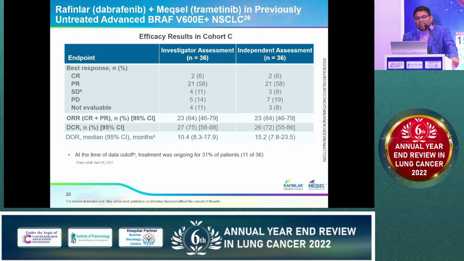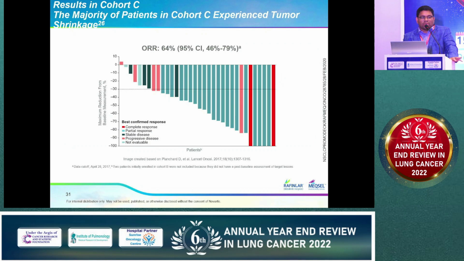Now, if you use it in an untreated patient, you see that the response still remains about 64%, so it doesn't actually matter for this drug whether you use it in the first line setting or in a subsequent line setting. The response remains similar, and the duration of response remains similar. However, the chances of having progressive disease are much less when the patient has been treated in the first line setting.